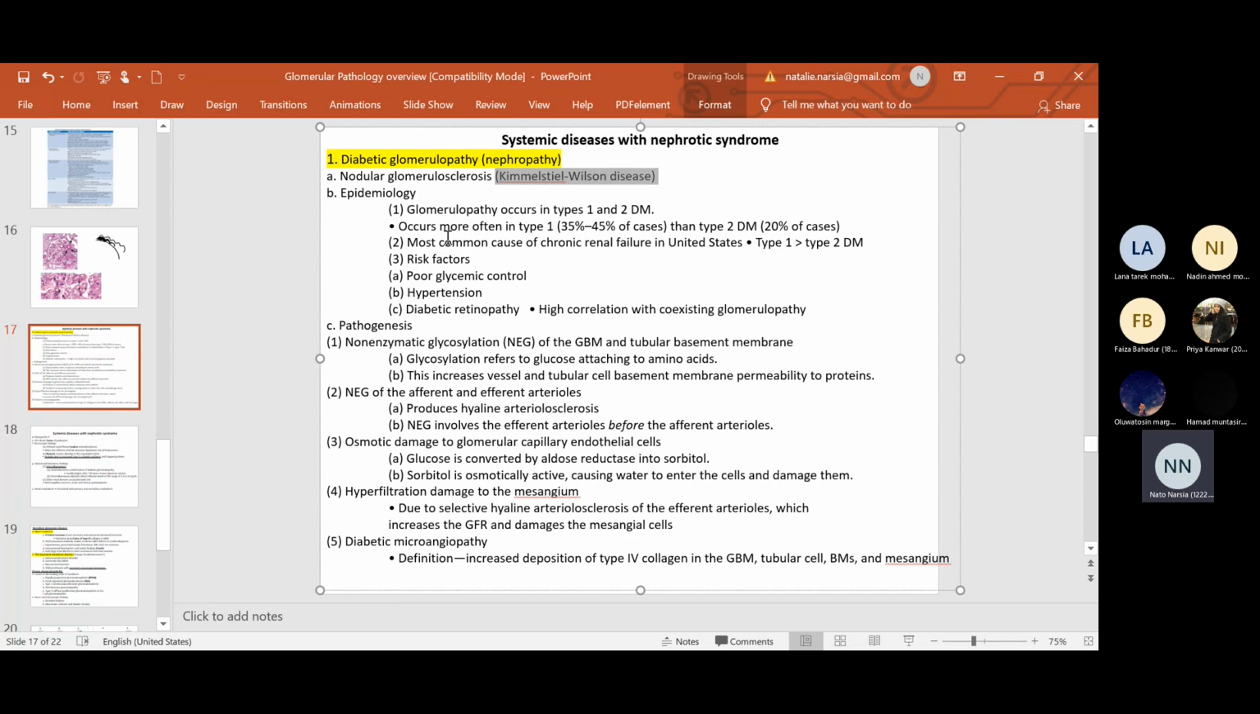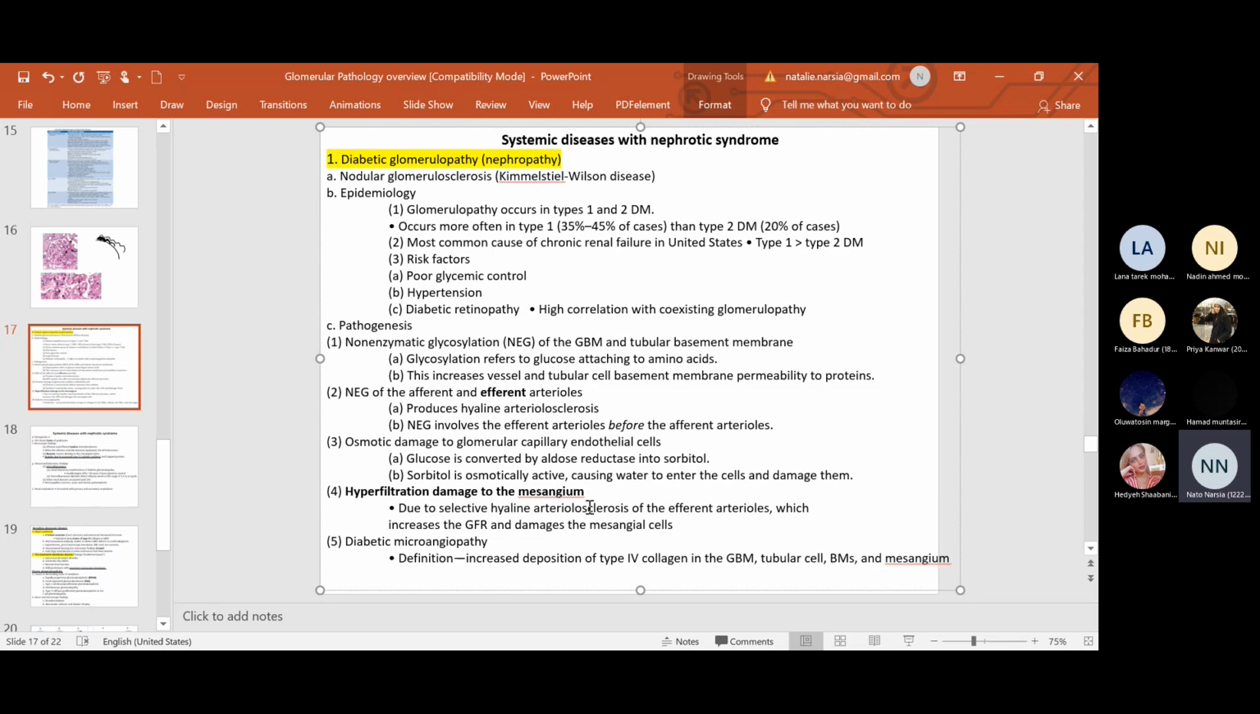Hypertension, diabetic proteinuria, you definitely find. Pathogenesis: non-enzymatic glycosylation, afferent and efferent, but most commonly the pathogenesis is defined with efferent arterioles, okay, that is important. Because of hyperfiltration, damage of the mesangium occurs. Why do you have hyperfiltration damage? Because of increased pressure, right? You have hyaline arteriolosclerosis of efferent arterioles. For that reason, you have increased pressure in the glomeruli, and this hyperfiltration finally leads to damage of the mesangium.